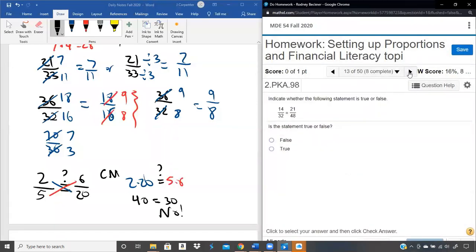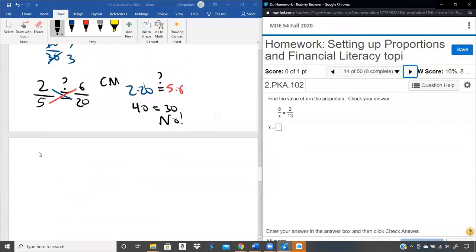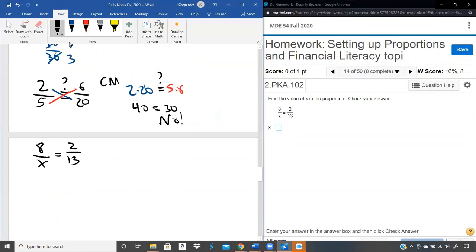I'm not going to do a bunch of these. Cross multiply. We will do one where we actually solve in case you just need to see that one more time outside of regular class. So cross multiplying.